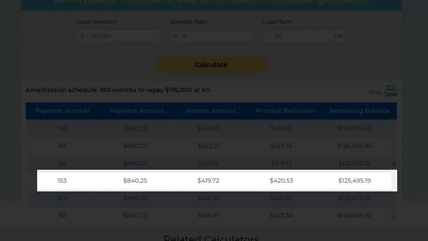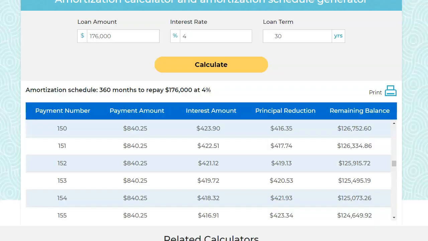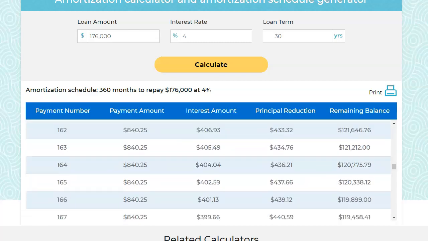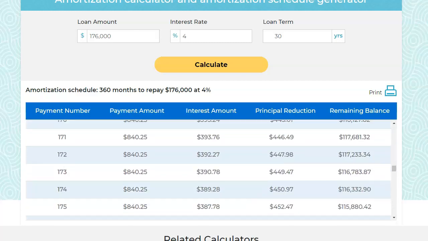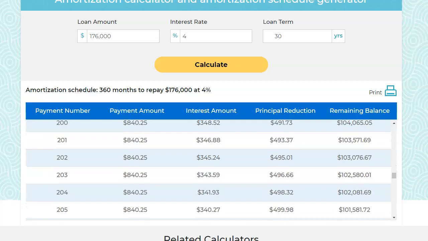Then the very next month, the interest amount is $419 and the principal is $420. So this is where they flip and the interest amount starts being smaller than the principal amount. And that is to be expected because our overall principal for the loan is getting smaller. And as you see, the interest continues to decrease. Down, down, down, down. And that is what an amortization schedule is. So if you see it when you have a loan, you know exactly what they're giving you.